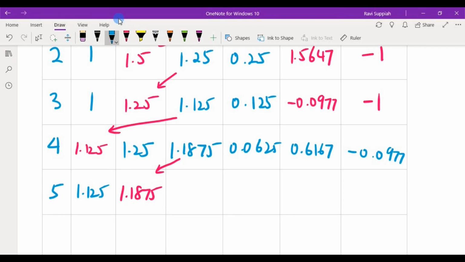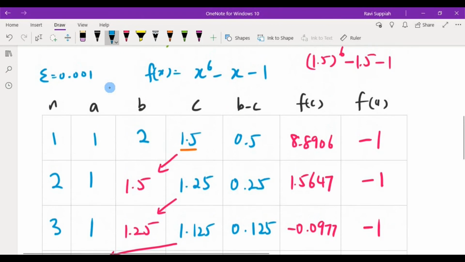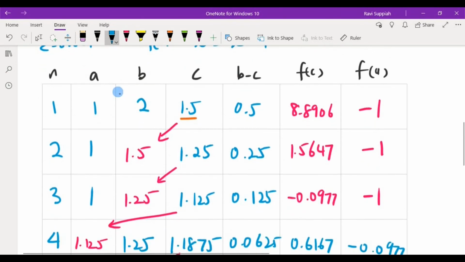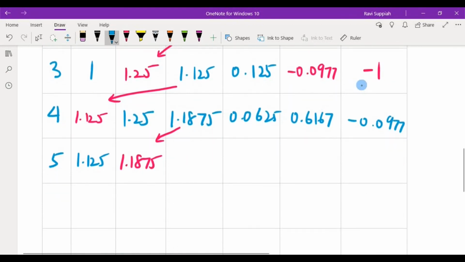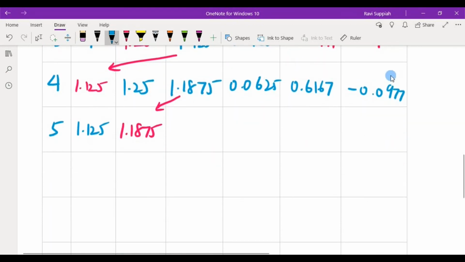I'm going to fill it up now. As you can see, once we have hit a certain number of iterations and the epsilon condition has been fulfilled, we can stop. So let me fill up the rest of the values now so that you can have a check while you are doing it.